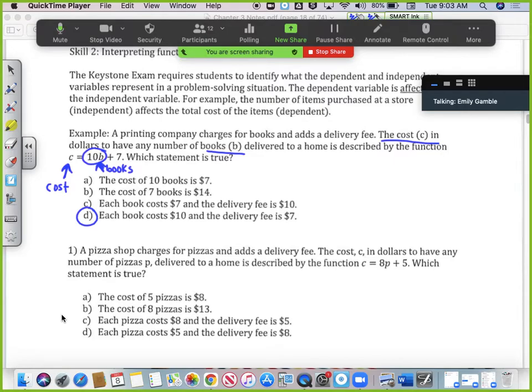C. C, exactly. So you can see that there is the 8 in front of the number of pizzas here, which means 8 is the cost per pizza, and the 5 is the delivery fee, which makes C the correct answer. Awesome.